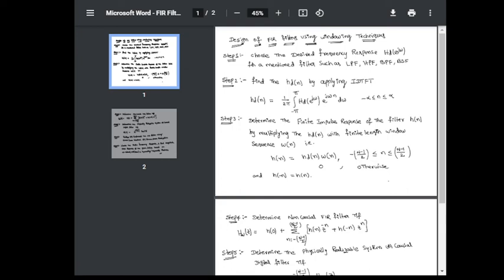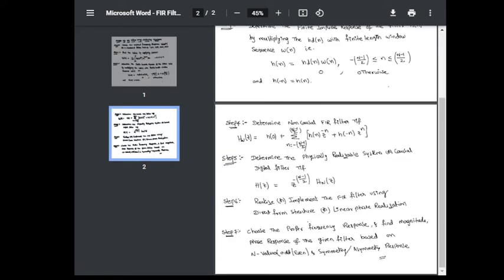That is, h of n is equal to HD of n into W of n in the interval of minus (N minus 1) by 2 to (N minus 1) by 2. And also we can assume that here h of minus n is equal to h of n. So next, step 4, determine the causal FIR filter transfer function H of z by applying the z transformation.